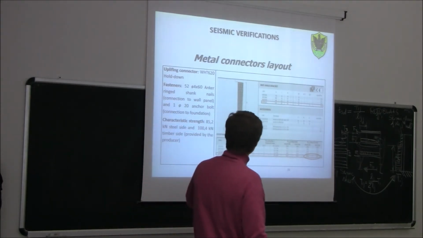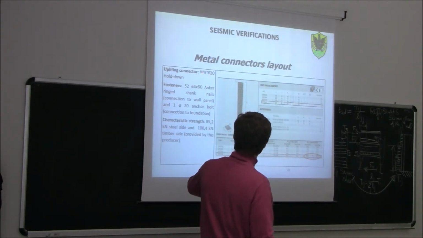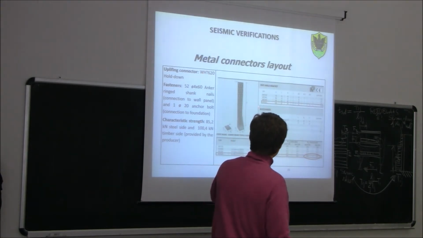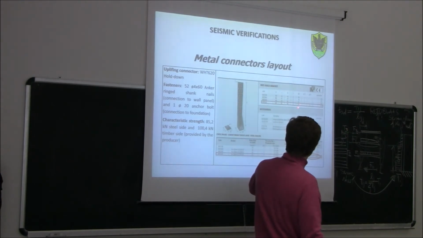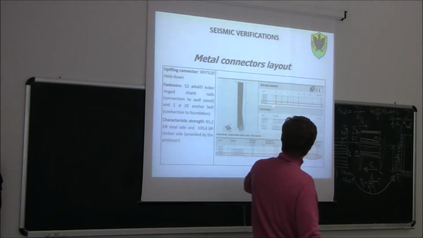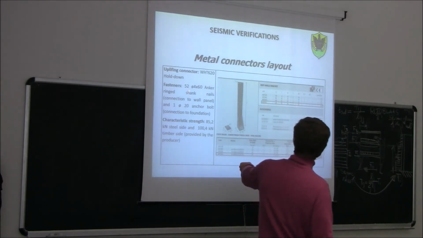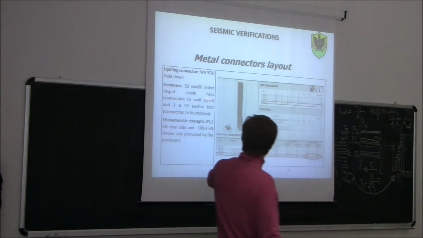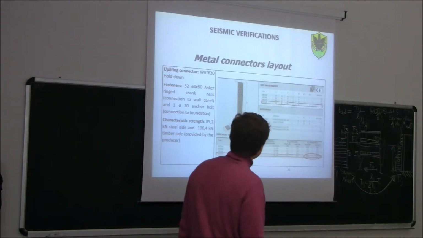So there is this hold down here, which is denoted by WHT620. You see here, with the sizes. This one is the H, the different lengths, and here 52. This hold down here has 52 nails, 60 millimeter length and 4 millimeter diameter, and one 20 millimeter diameter anchor bolt to connect to the foundation.